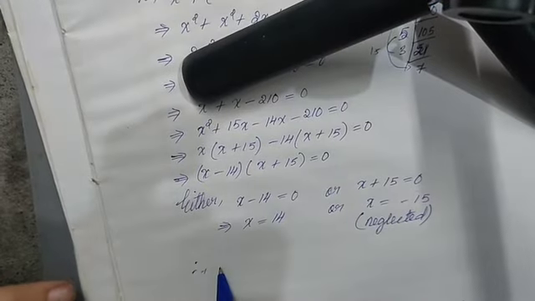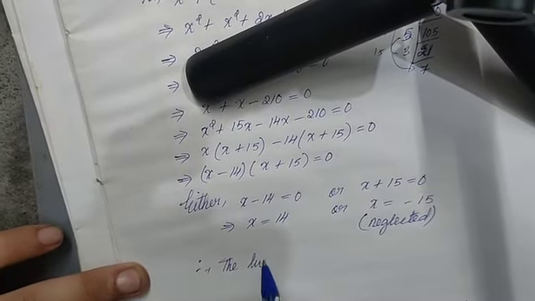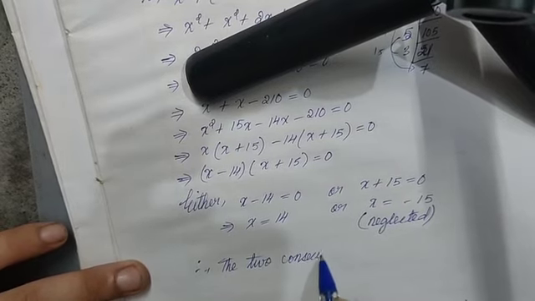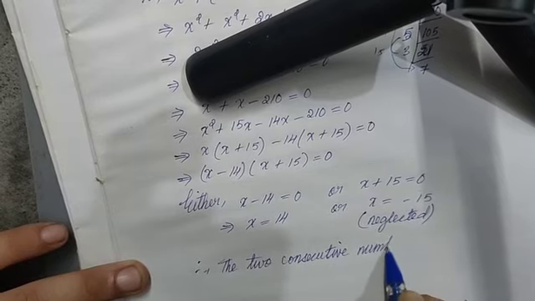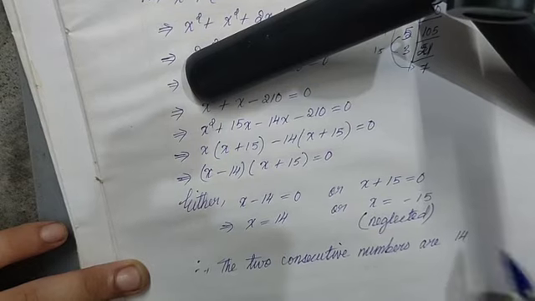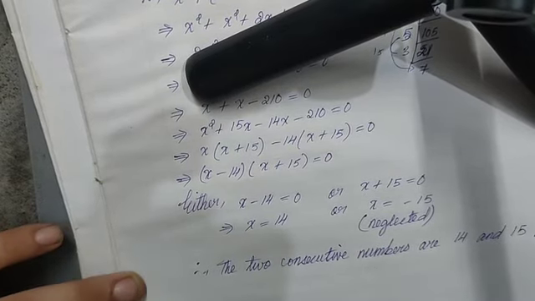Therefore, the required two consecutive natural numbers are x, which is 14, and x plus 1, which is 15. So the numbers are 14 and 15.